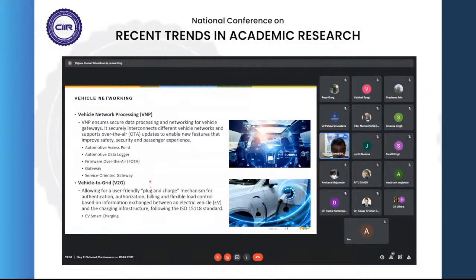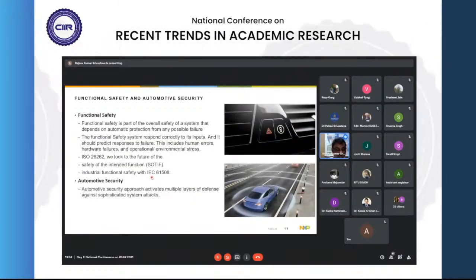So basically, with the help of V2X and VNP, you can control all the parts of the car remotely. Vehicle to grid is something which guides you if you want to charge your vehicle. If your battery is going down, discharging soon, it will automatically alarm you, show you the location of the nearest charging station, and ask you to divert towards it. This is also a very important feature, and in the future it will be heavily used.